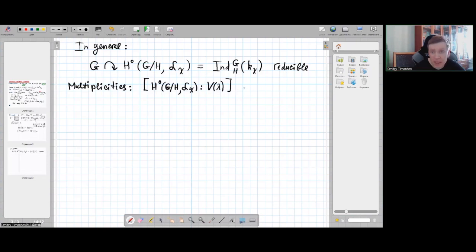And this multiplicity can be computed using the Frobenius reciprocity law. So this multiplicity is just the dimension of the space of G module homomorphisms from this irreducible G module, V of lambda, to the G module which we consider, this induced G module in my case.